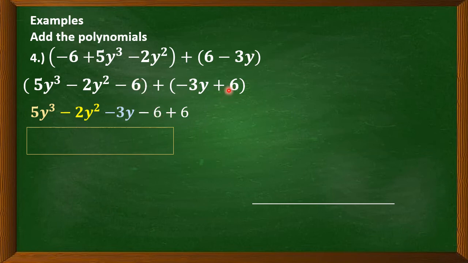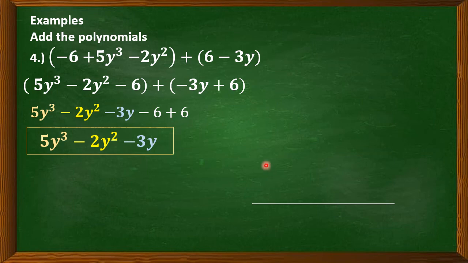And then here we have negative 6. And the other addend, we have also positive 6. So if you have observed, we can only combine negative 6 and positive 6. So what we are going to do with this is just copy or just bring it down. So we have 5y cubed minus 2y squared minus 3y. Negative 6 plus 6, that is already 0. So once we still have other terms, we are not going to write plus or minus 0 unless the only answer that we have is only 0. But if we have other terms, no need to write answer 0 here.